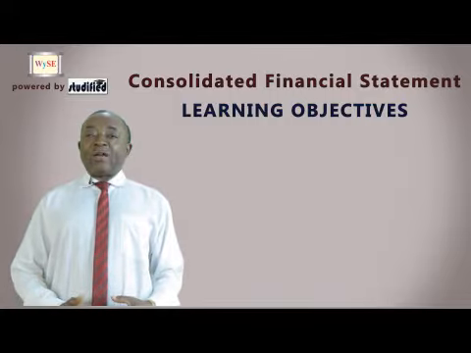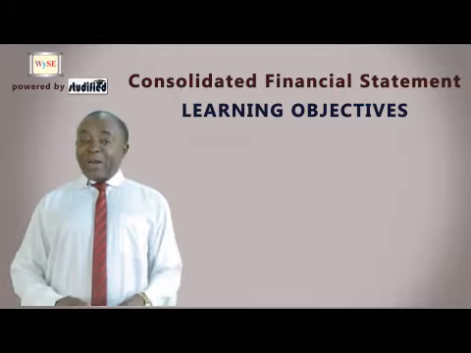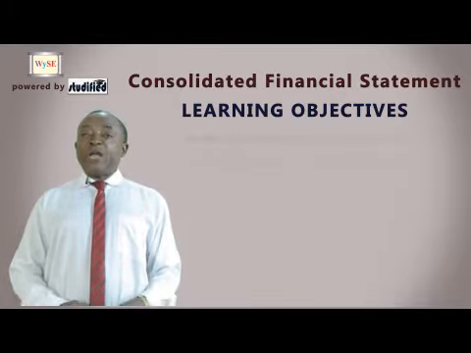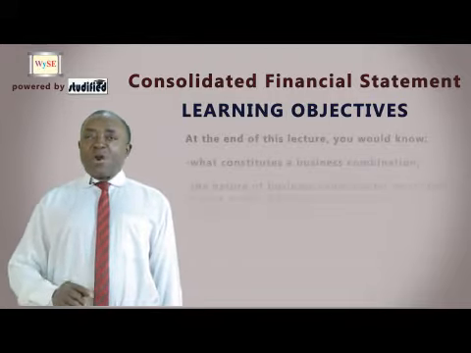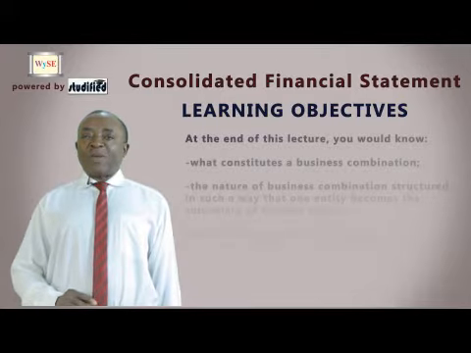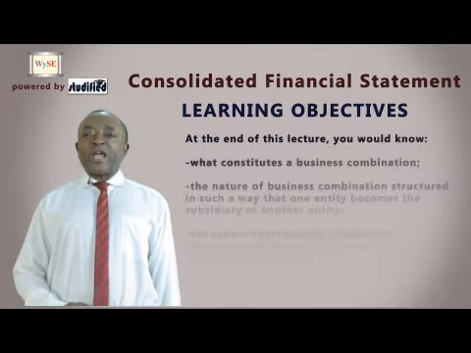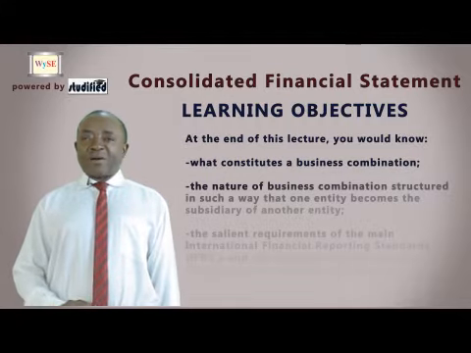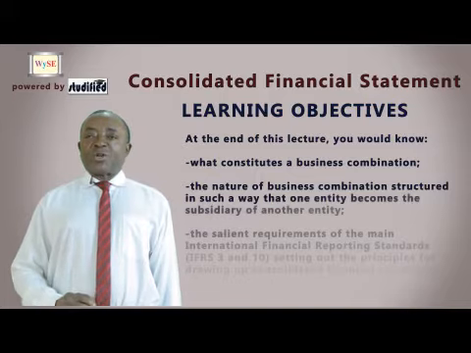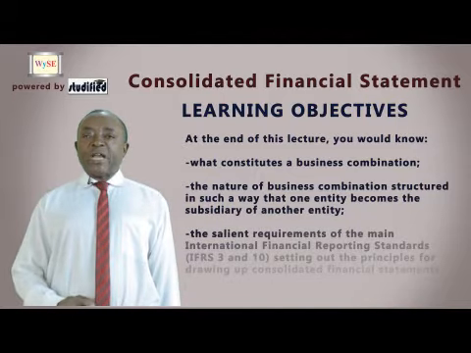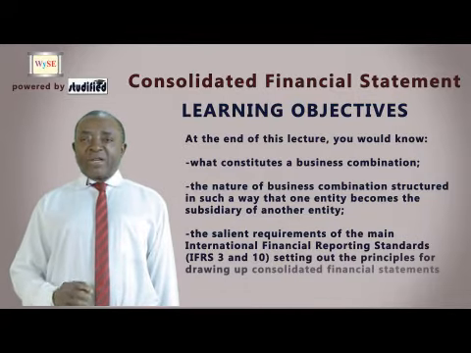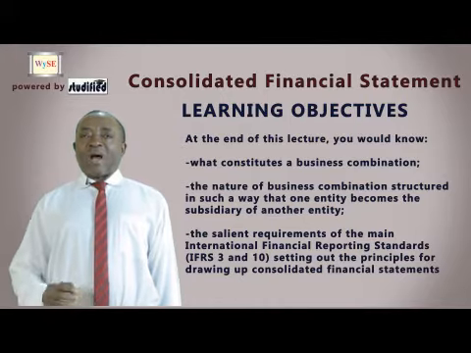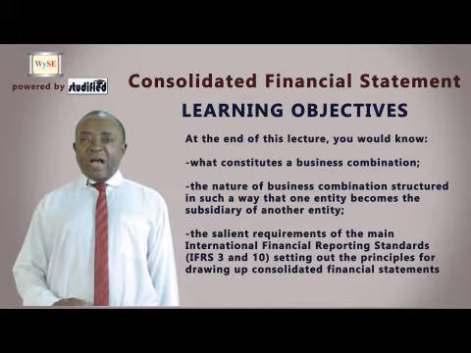We expect that at the end of this lecture series, particularly this lecture 1, you will know what constitutes a business combination. You will also know the nature of a business combination that results in one entity becoming a subsidiary of another entity. We also expect you to know the salient provisions of IFRS 3 and IFRS 10 regarding how to account for business combinations and to prepare consolidated financial statements.